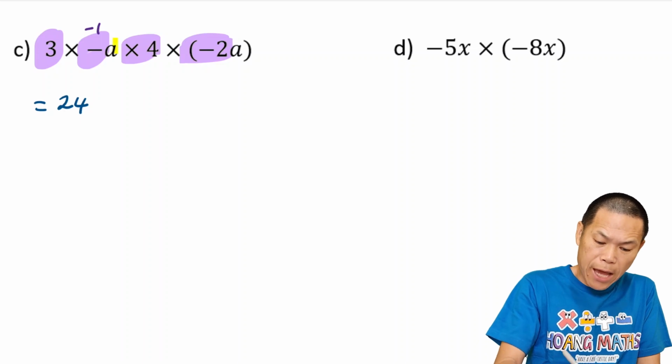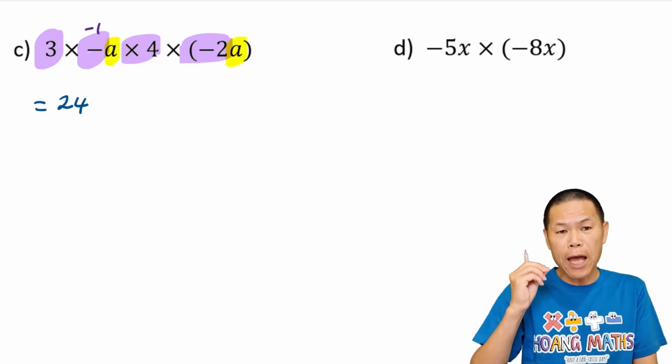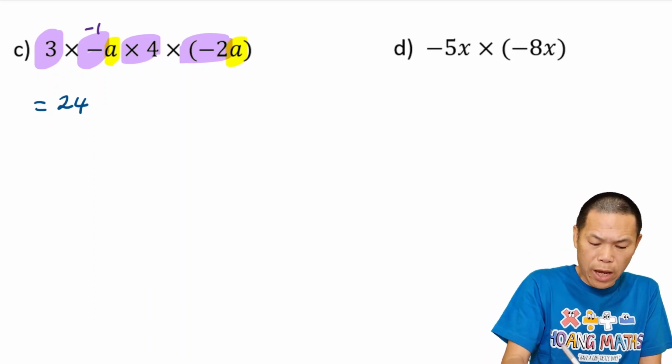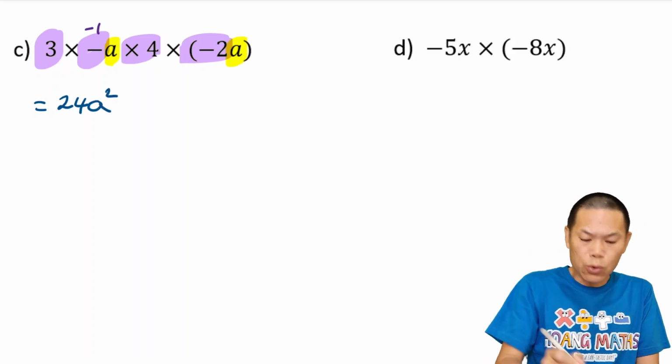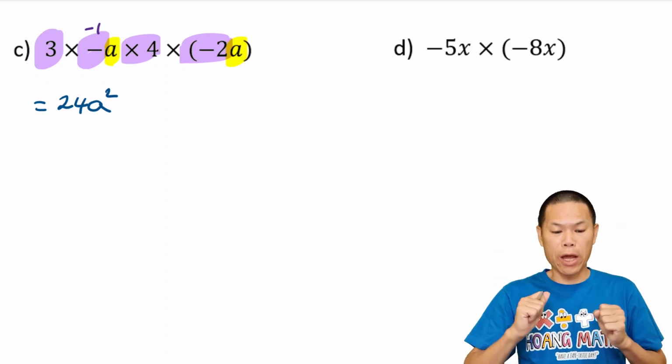Then we have a and we times a. So a times a gives me a squared. So the answer is 24a squared.